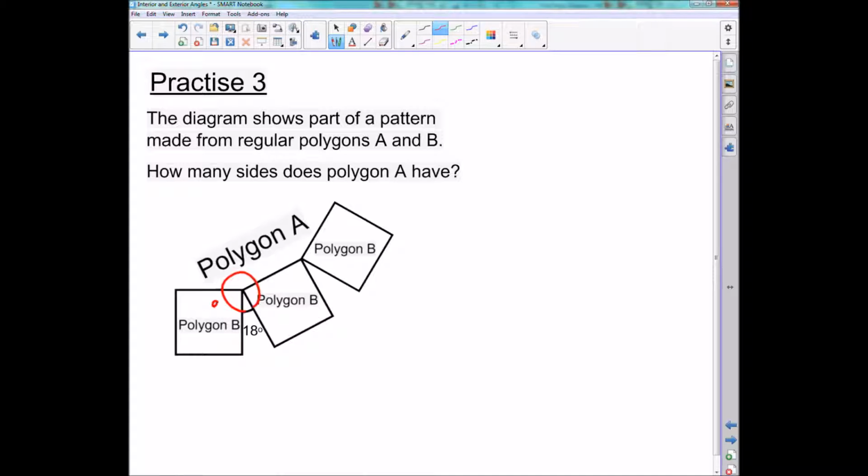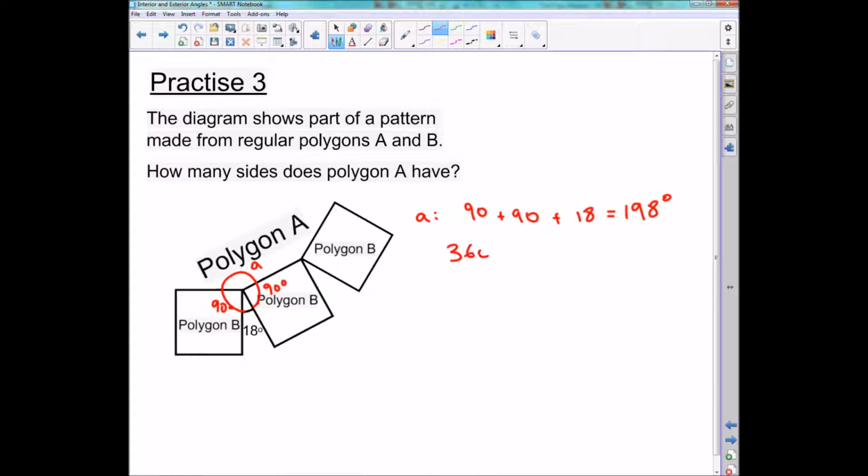Now I've got a 90-degree angle in here. I'm given that this missing angle is 18, and I know that this is 90 degrees as well because they're both squares. So I can use this now to find out what polygon A's interior angle is, which I'll just label A here. So A, I need to do 90 plus 90 plus 18, which is 198 degrees. And I'm going to take this away from 360, and that gives me 162 degrees as an interior angle for polygon A.